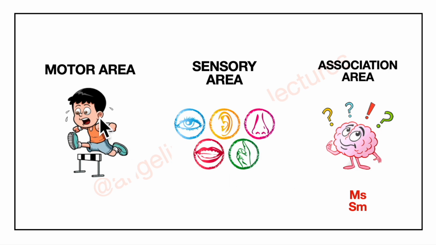The motor area is involved in planning, control and execution of voluntary movements. The sensory area is involved in processing the sensory information from various parts of the body, and the association area integrates and analyzes the responses of motor and sensory areas.